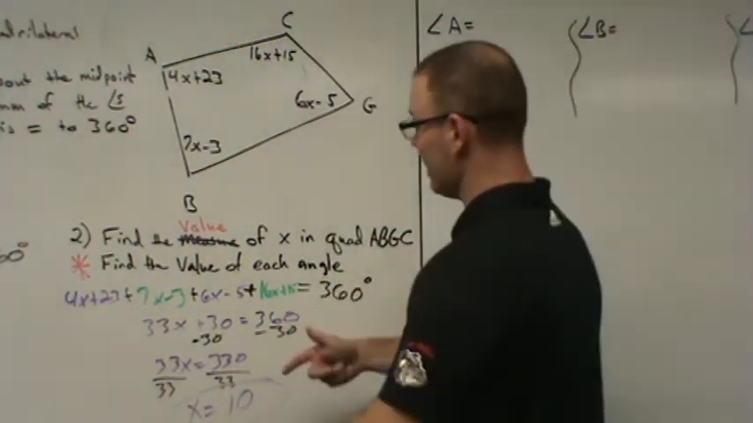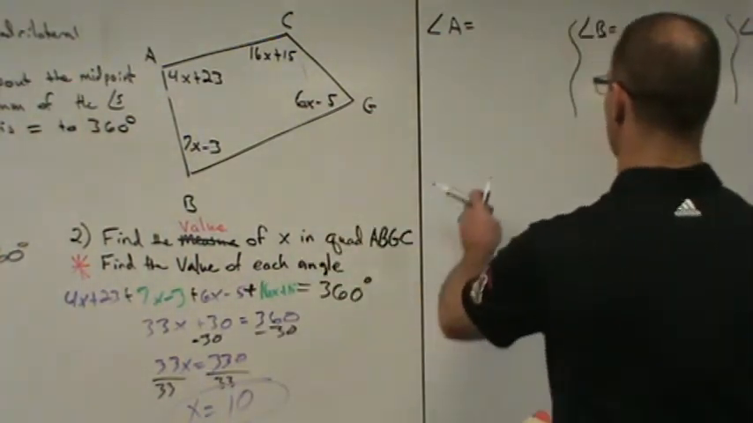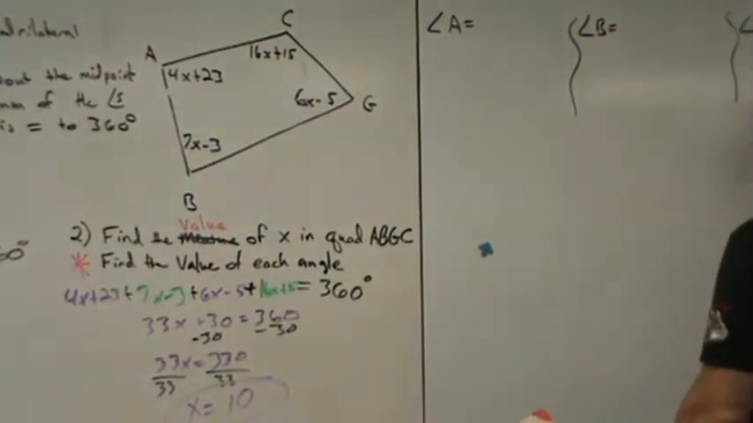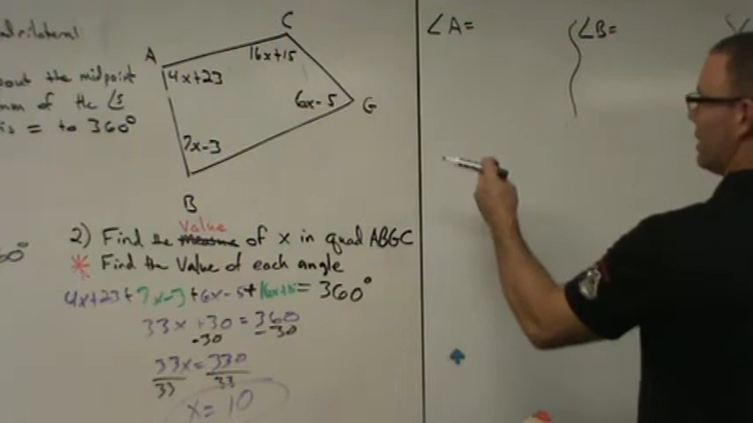Now, and again, I'm adding this. You better put this in your work because I'm going to look for it. Find the value of each angle. How do I find the value of each angle? Well, here's A, here's B, here's C, or G. I'm not sure if you can see C, but that's okay. You're going to get the idea.